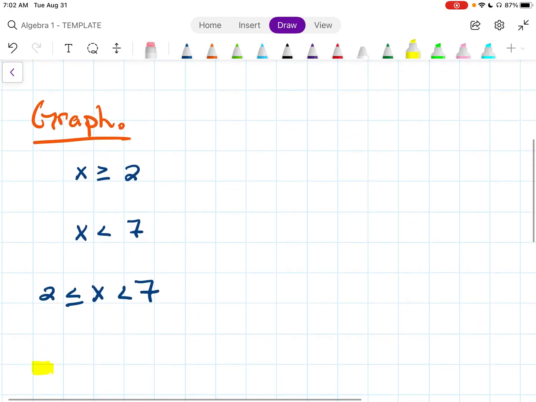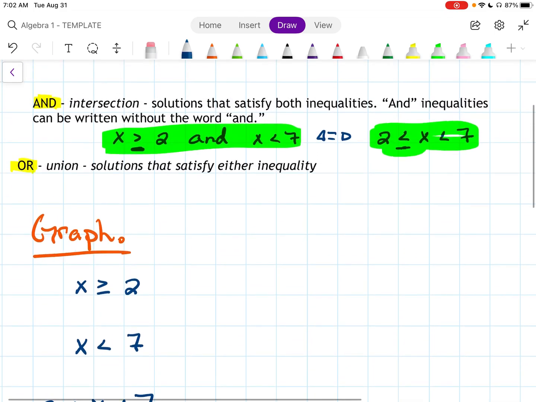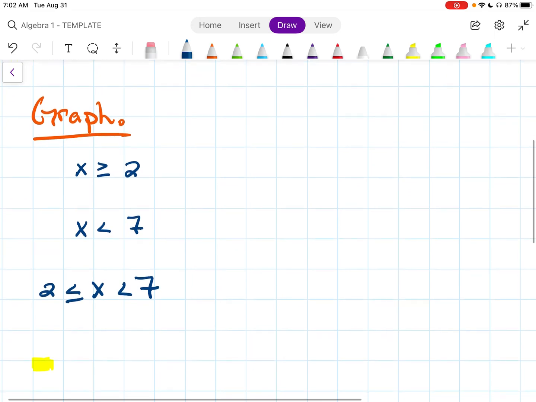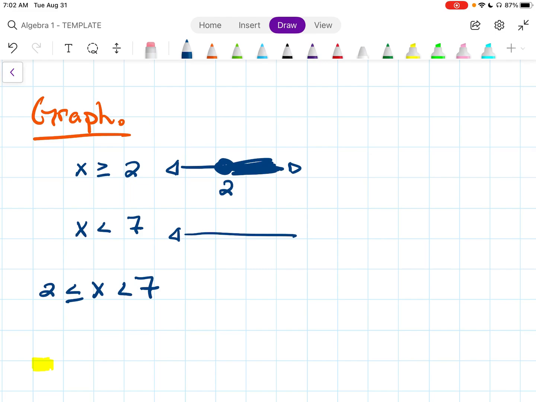So, we're graphing here. And again, this graph is meant to show what an intersection would look like. So starting off with just plain old x is greater than or equal to 2. On a number line, we have a 2, we have a shaded circle, and we would shade to the right. For x is less than 7, we would have an open circle on 7, and we would shade to the left.